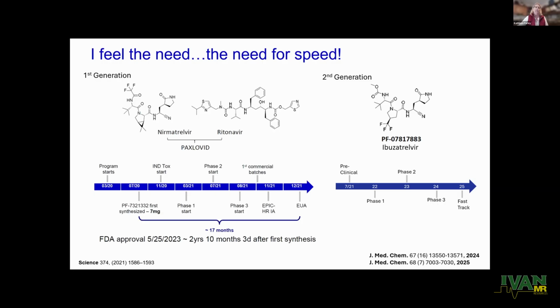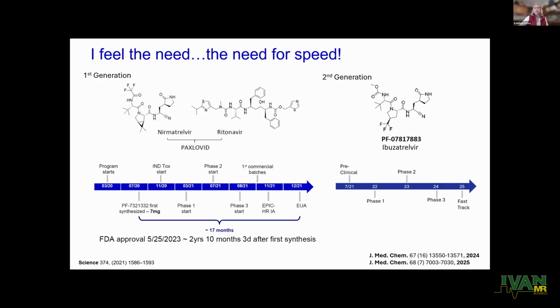When you look at programs starting at the beginning of the pandemic in 2020 to getting emergency use authorization, it was 2 years and 10 months and 3 days after the first synthesis; somebody actually counted. I'd like to think that NMR played a role, but we were just one part of it. I think NMR could play this role in many more projects, and that's why I thought it would be useful to tell the story.